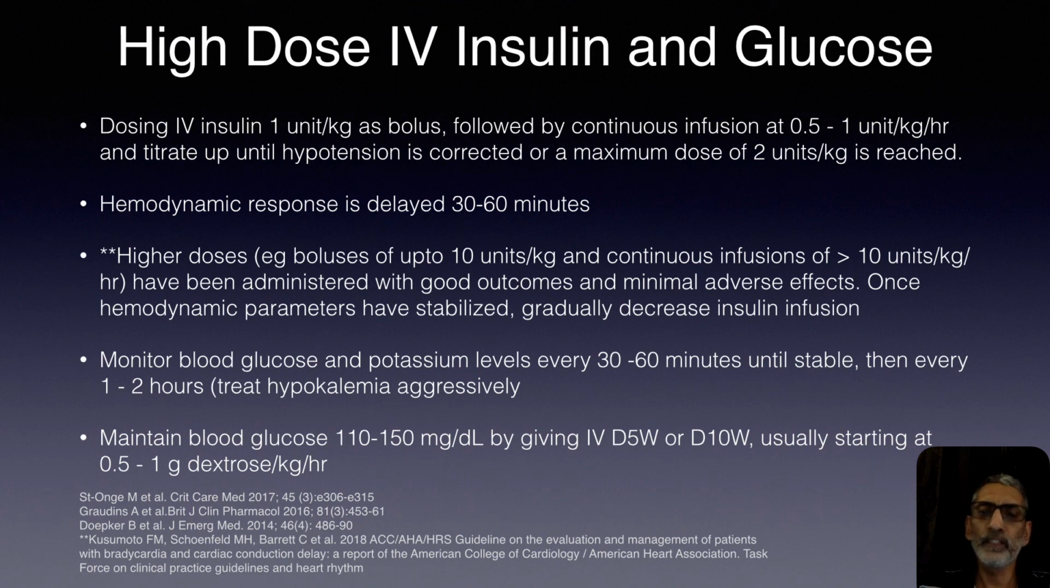When you're giving the insulin, make sure you monitor the blood glucose and potassium level every half an hour to 1 hour until they are stable, and then you can start monitoring them less often. If the patient develops hypokalemia, make sure you treat it very aggressively. And since insulin is going to drop the blood sugar, try to maintain the blood sugar between 110 to 150 milligram per deciliter by adding D5W or D10, usually starting at 0.5 to 1 gram dextrose per kg per hour.